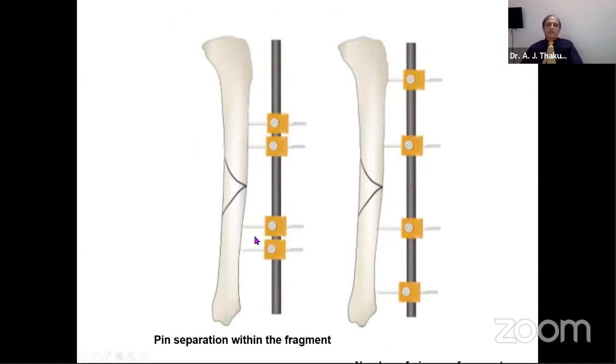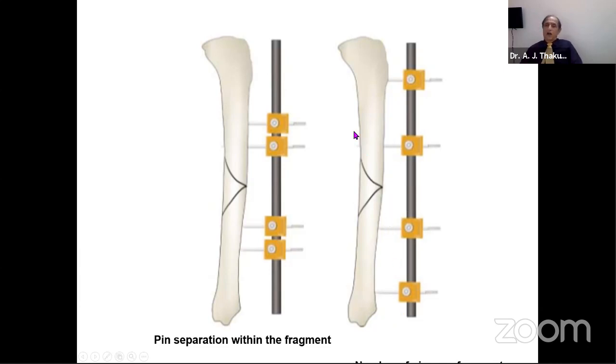Pin separation. The distance between the two pins is what matters, and that will control the movement and the stability of the fracture. As a rule, we want near and far. Near means one pin should be as near to the fracture site as possible, and the other pin should be as far from the fracture as possible. So in one fragment, one pin should be near the fracture and the other pin as far from the fracture as possible. The longer the span, the stronger is the hold of this fixator on the bone. The closer the span, the more likely it will pivot, and it is a weaker construct. If you consider these two, this is a stronger construct, this is a weaker construct. So pin separation is important.